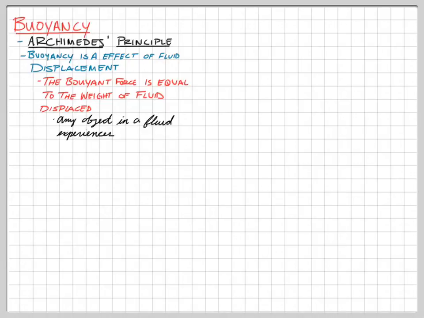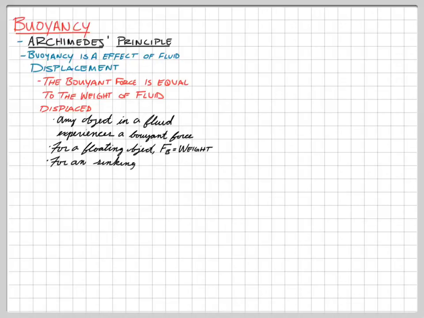Any object in a fluid experiences a buoyant force. This is important. Even an object that sinks experiences a buoyant force. So for a floating object, the buoyant force equals the weight of the object. That floating object has a net force acting on it of 0. The buoyant force is up, the weight is down, and they're equal to each other. For a sinking object, the buoyant force is, I wrote that backwards, let me undo that real quick.